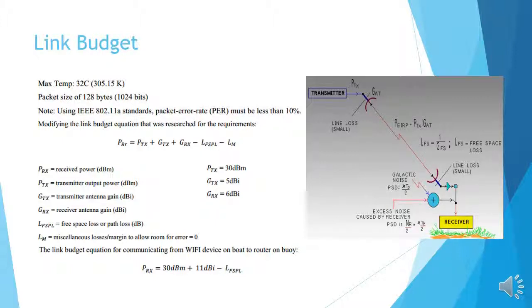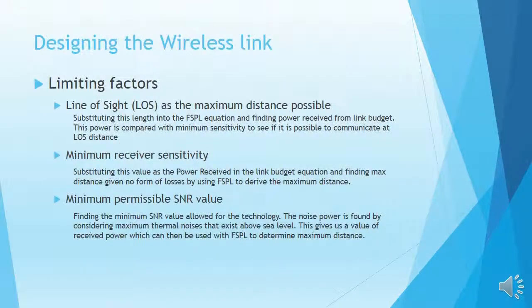But continuing, this leaves us with two values that are unknown: power received and free space path loss. We have to choose a value for one of these to get another, so let's consider some limiting factors for our link. There is line of sight, which would give us the maximum possible distance until the Earth itself becomes an obstacle. We would substitute this into the free space path loss equation. A second option is that we can choose the minimum receiver sensitivity as power received, which would give us the bare limits that the link could exist at, assuming no losses besides free space path loss would occur between the two devices.